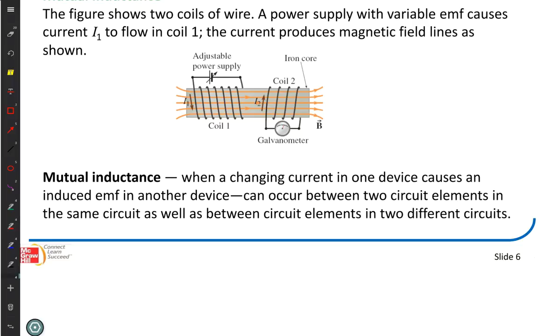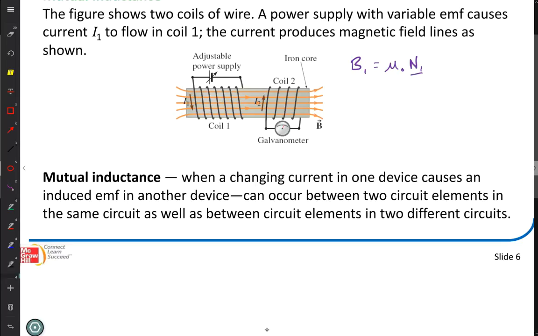Let's suppose that I have a current going through coil 1. If I have a current going through coil 1, that should create what inside of the coil? A magnetic field. And we have an equation that says the magnetic field due to coil 1 is equal to mu naught multiplied by the number of turns in coil 1 divided by the length of coil 1 multiplied by the current through coil 1. Right, that was our equation for the magnetic field inside of a solenoid.